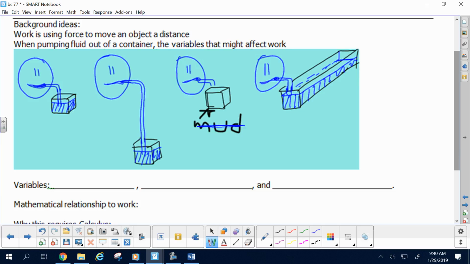What about this person who's sucking out, I'm not sure why I went with mud. I was thinking maybe more milkshake or something. That's weird. I don't know what I was thinking. Let's go milkshake, a really thick milkshake.